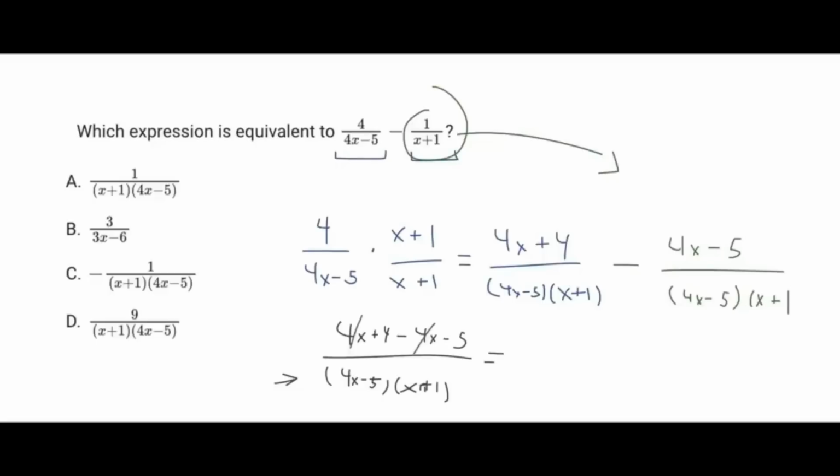But now in our case, we have 4 minus negative 5. So we're really just adding 5 to 4. So that's going to be 9. So you have 9 on top, and then 4x minus 5. Really messy, but whatever. x plus 1. And so we have our equivalent expression right here, and we can see that actually matches up with answer choice D, and therefore that is our answer.